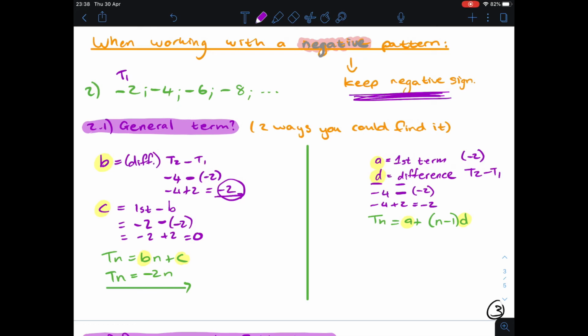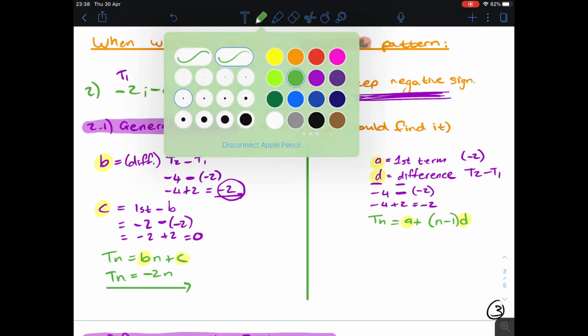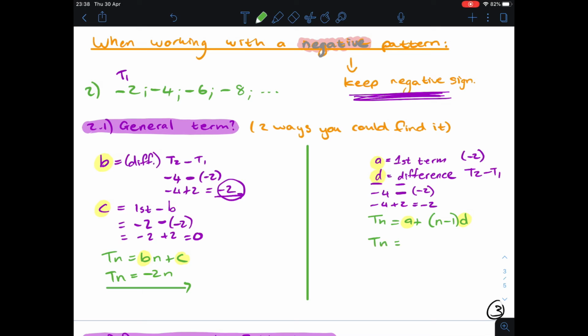So now I have my A value and my D value. Now I just need to remember my formula. So Tn is equal to -2 plus (n minus 1)D. So D is negative 2, and I'm just going to put it in brackets because of that sign. It's something that I'm substituting, so I always put it in brackets. Then I need to distribute from the back. So Tn equals negative 2 minus 2n plus 2. Negative 2 times n is negative 2n, and negative 2 times negative 1 is positive 2.